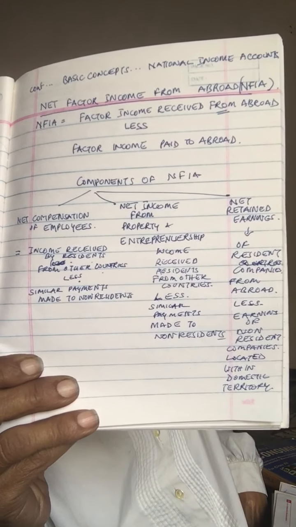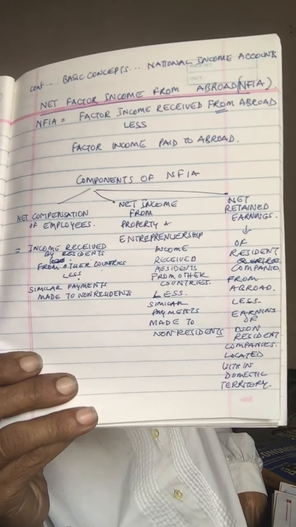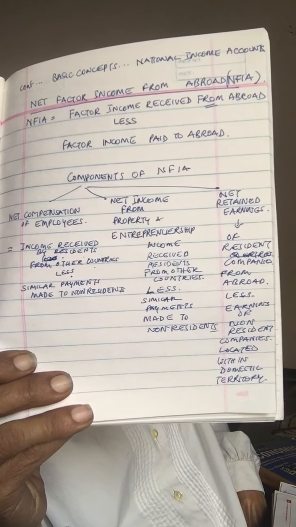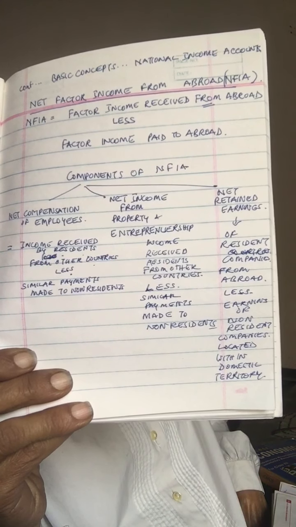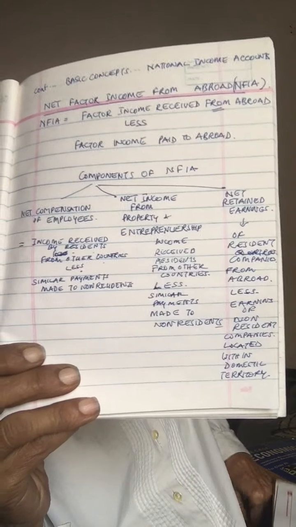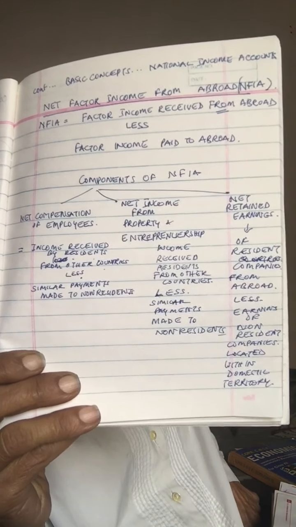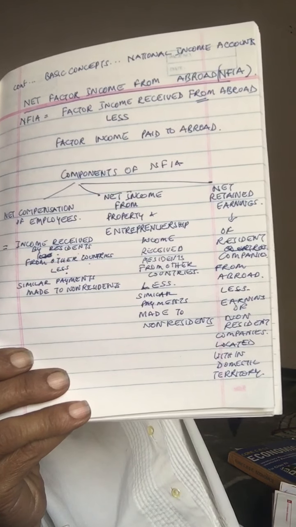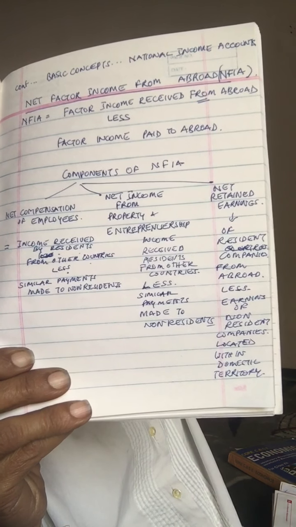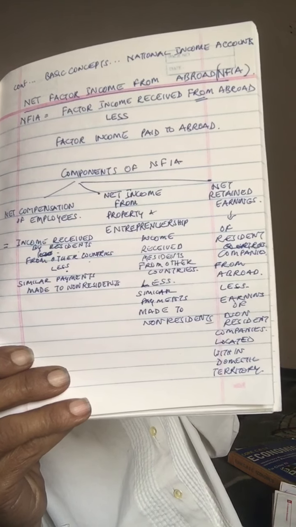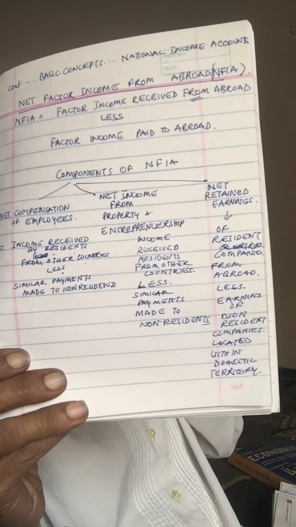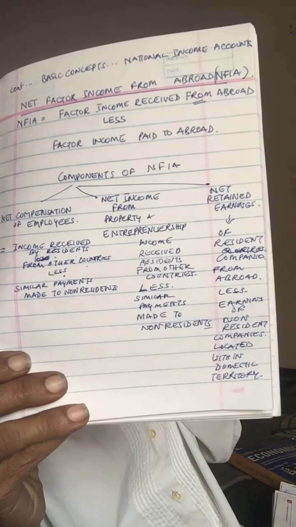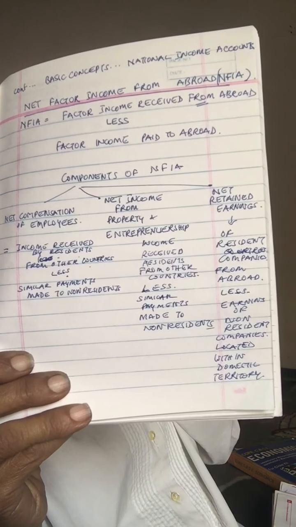So what is net factor income to abroad? If somebody asks, what is net factor income to abroad? It is factor income to abroad minus factor income from abroad. So let's take some examples of net factor income from abroad. For example, if I say profits earned by branches of SBI in England, what will it be? Yes, you've got it, it's factor income from abroad.